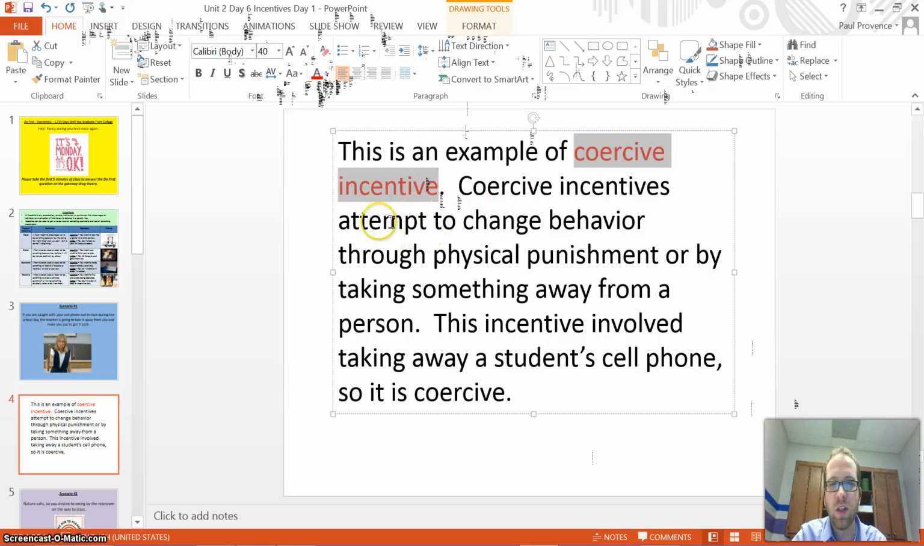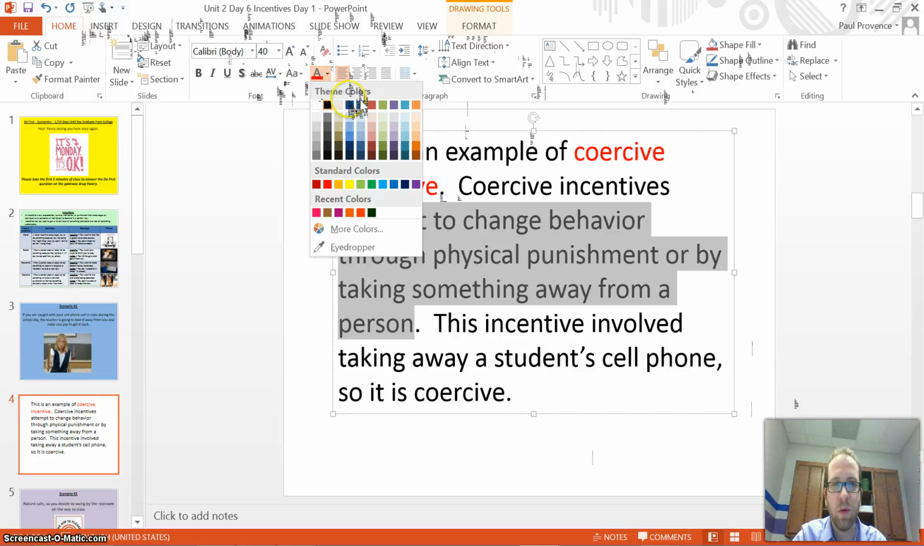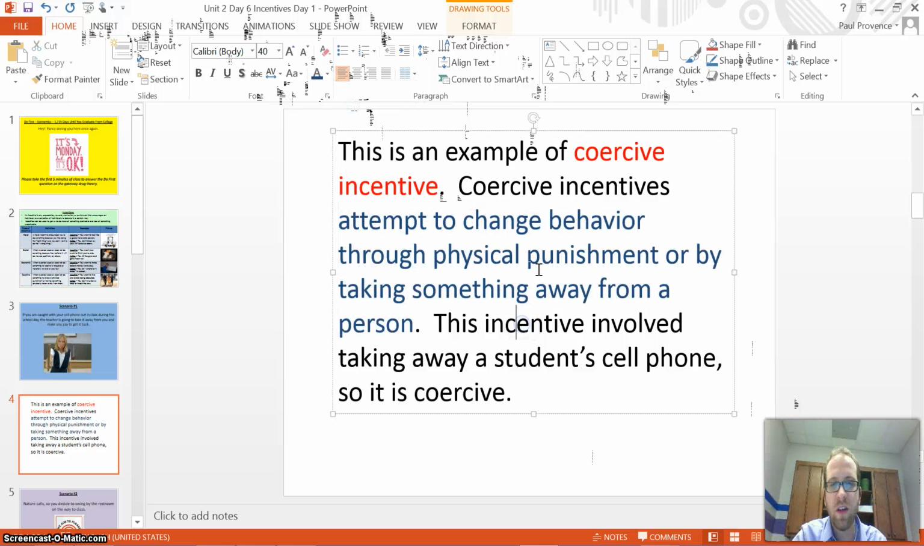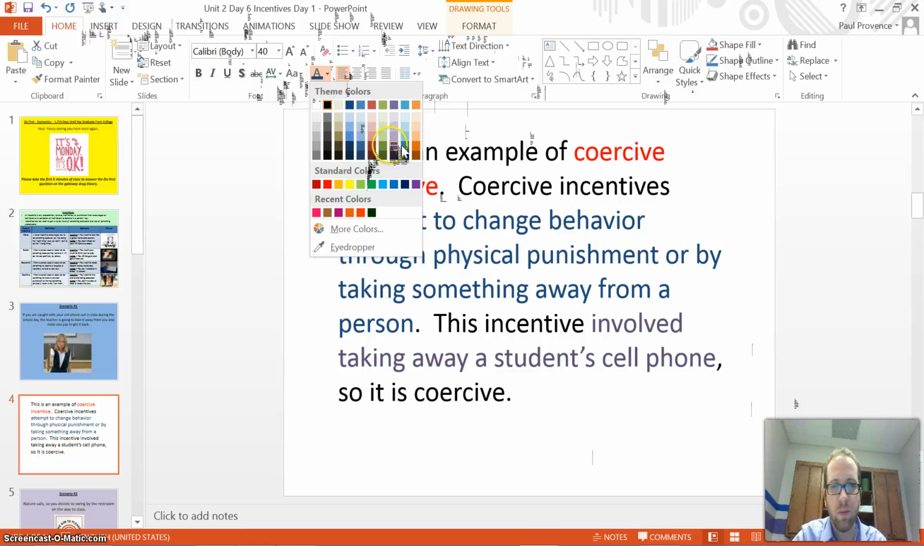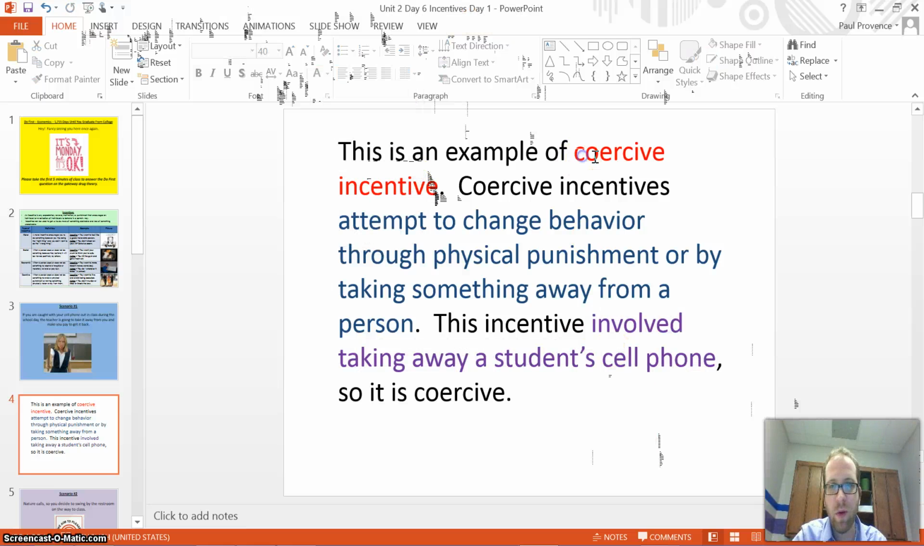Next, we're going to define. So I'm going to highlight that in blue. So this is our definition of a coercive incentive. Finally, we explain. So this is our explanation. I'm going to highlight that in purple. Okay, so the 3 points are identify, define, explain. For all of our scenarios, that is something that you would need to do.